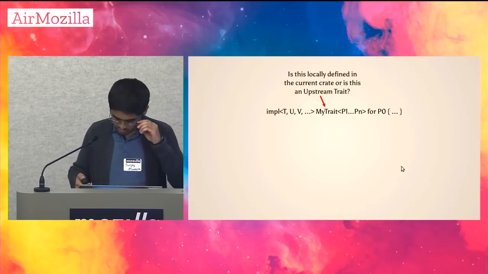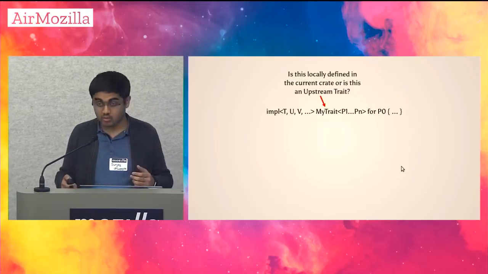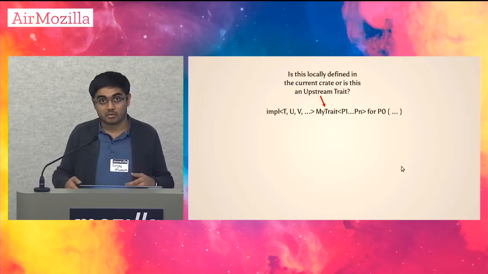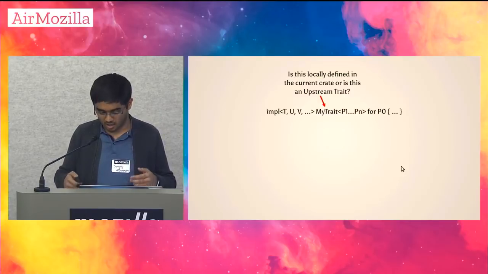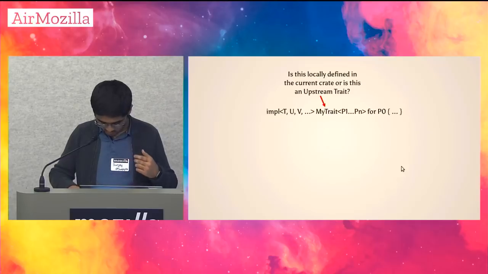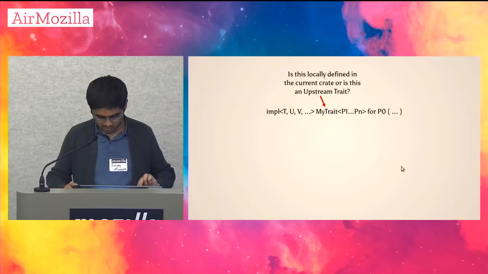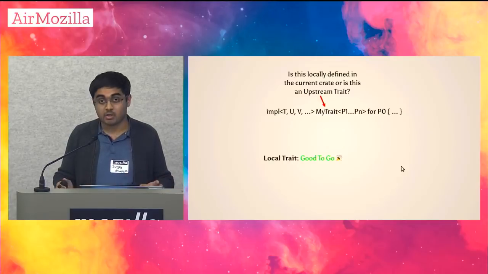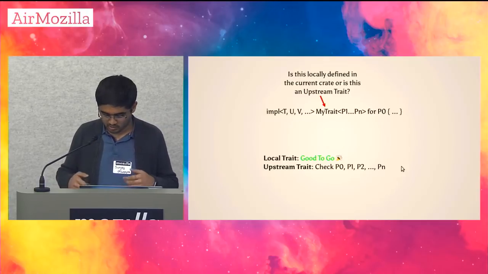So the Orphan Rules start by asking whether the trait we're implementing is defined in the current crate or if it comes from a dependency and is thus an upstream trait. If the trait is locally defined in the current crate, the Orphan Rules say that it's good to go, and we can implement it for any type at all.